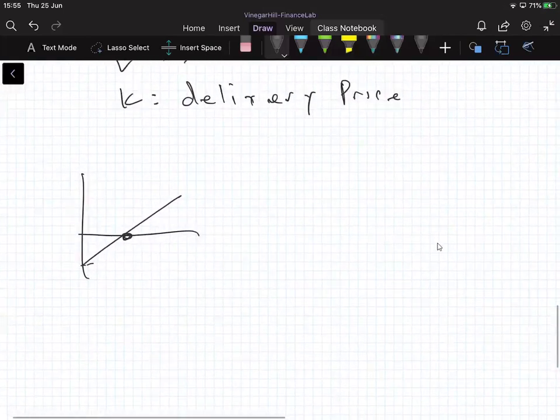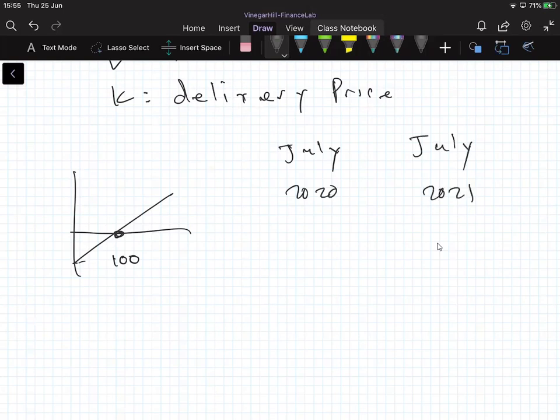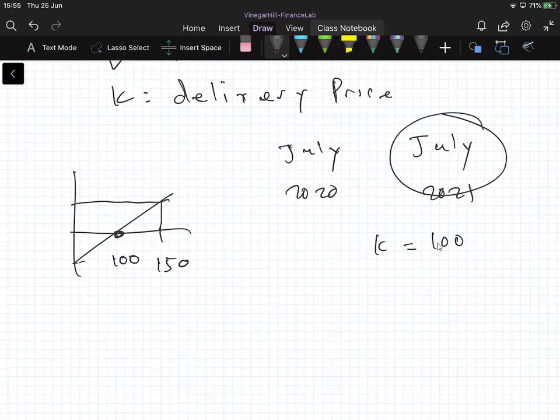Okay, we lock in, we agree today, July 2020, to purchase 1 barrel of oil in 2021 at $100. We call that K. If the price goes to 150 at the maturity date, then the gain on the position is 50. Why? Because we can buy at 100 for something in July 2021 that has gone up to 150. That's a saving of 50.